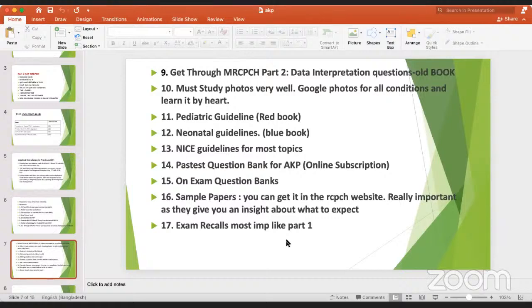For practice, you have to do past tests or an online subscription. In many free channels, there are old subscriptions. The latest subscription you usually have to buy yourself, which is around $50 or $60, or pounds. If you don't want to buy, it's okay. You can read the old one because most of the questions are similar. You can read these offline questions for practice.